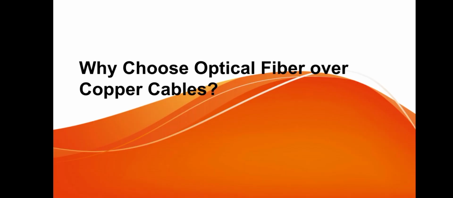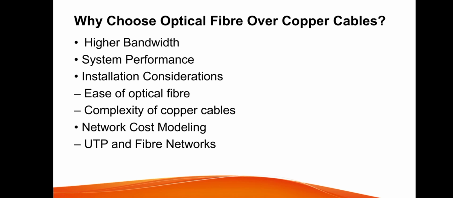Why choose optical fiber over copper cables? Compared to copper cables, fiber optic cables are thinner and lighter in weight. Fiber can withstand more pulling pressure than copper, and it is less prone to damage and breakage.